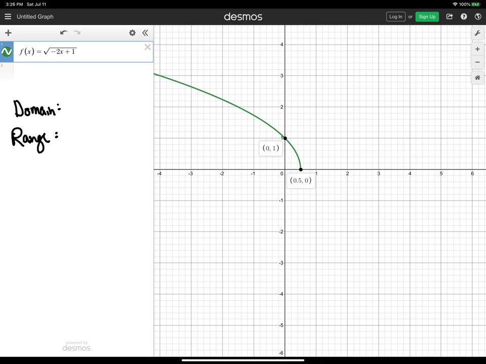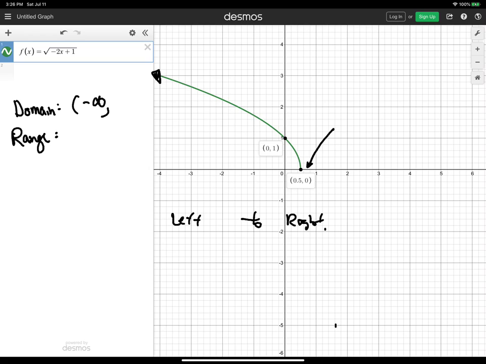So let's look at domain. Domain, remember, we go from left to right. So this graph looks like it's continuous, which means you'll go towards negative infinity on the left. However, on the right, notice it stops right here. Okay, it stops right here.